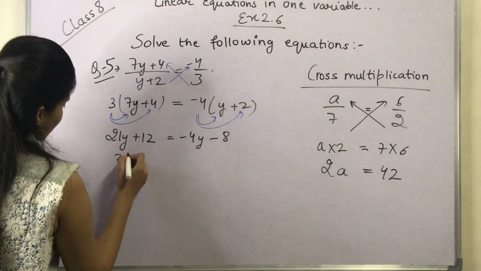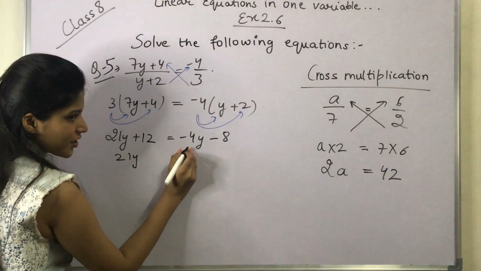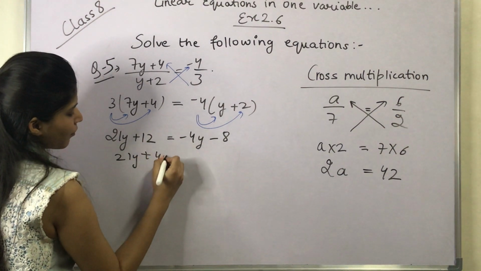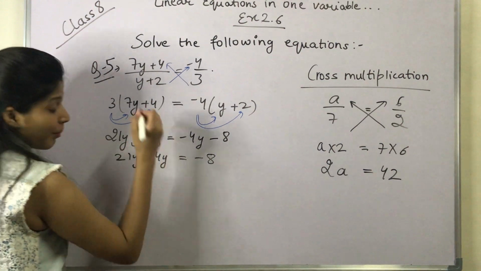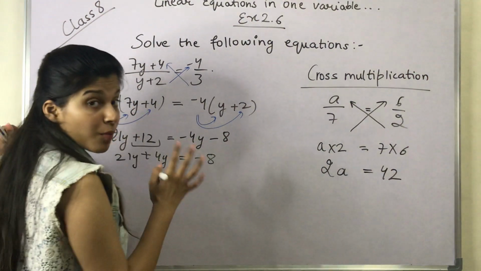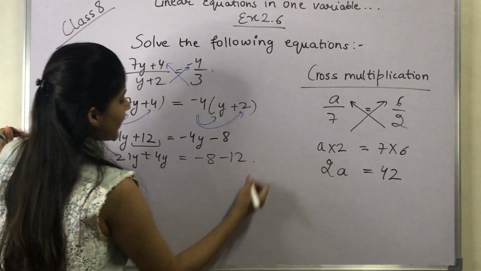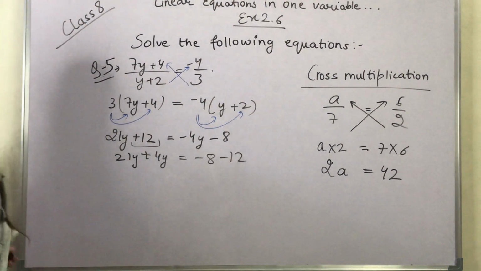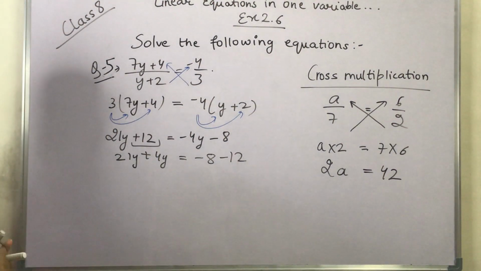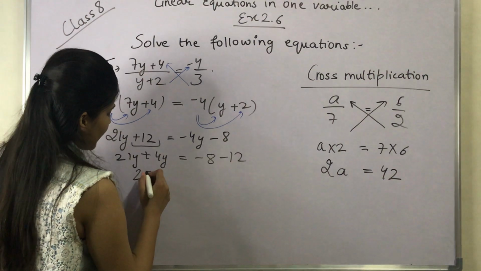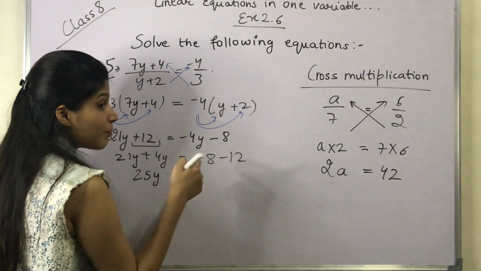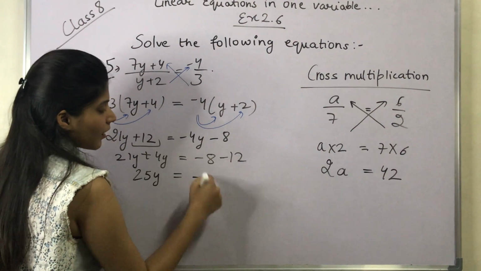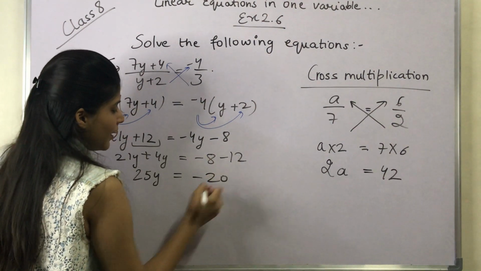Now we will transpose the variable terms on one side. So 21y as it is, minus 4y, so it will be plus 4y now, and minus 8, and now plus 12 is positive right now, so it will become negative. Now this becomes our equation. So 21y plus 4y is nothing but 25y equals, minus minus is plus, but the sign is minus, so plus, so this will be 20.